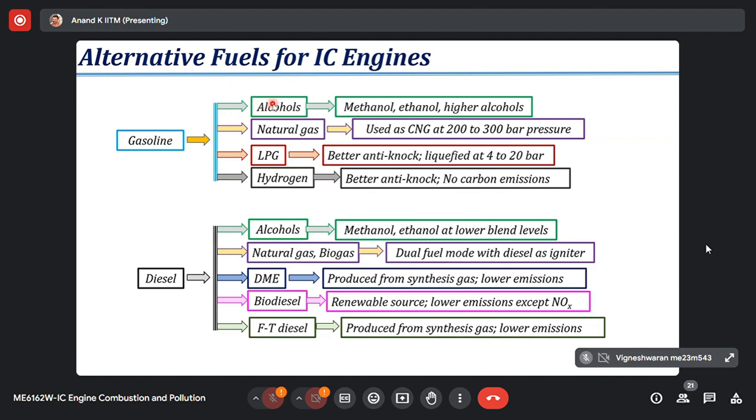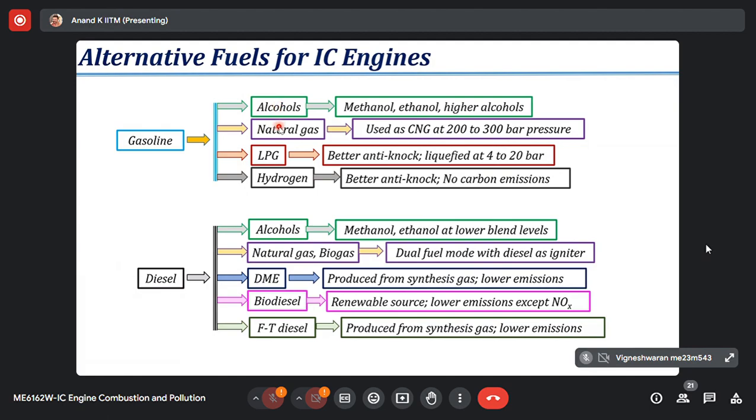In fact, in the US, if you go to any pumping station, you always have a blend of gasoline and ethanol. 10% ethanol and 90% gasoline is the fuel available at US pumping stations. They have almost made it mandatory to use 10% ethanol. The source for ethanol is agricultural residue. For example, corn can be used to produce ethanol. So it's a biofuel, compared to gasoline, which is not a biofuel. This is renewable.